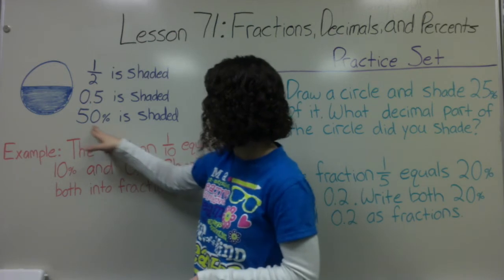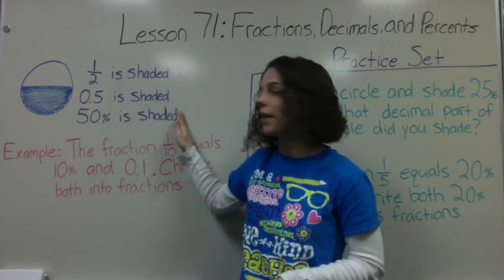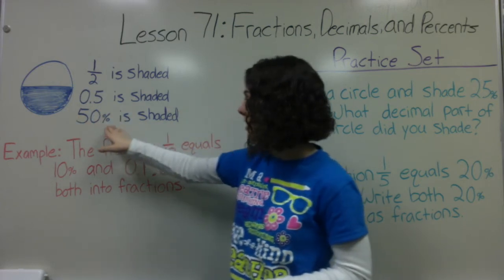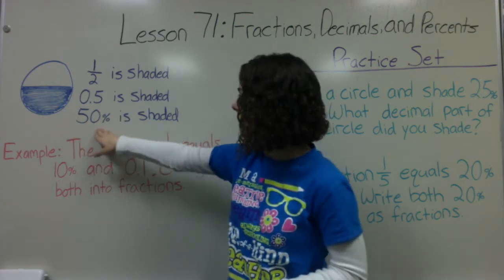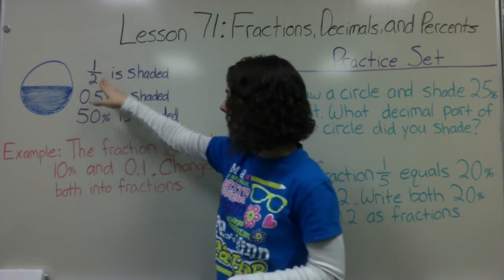And then 50% of the circle is shaded. Now this is a conversion that you are all very familiar with as far as writing half in different ways. 0.5 is 50%, 5/10 is equal to half, and 1/2 is half.